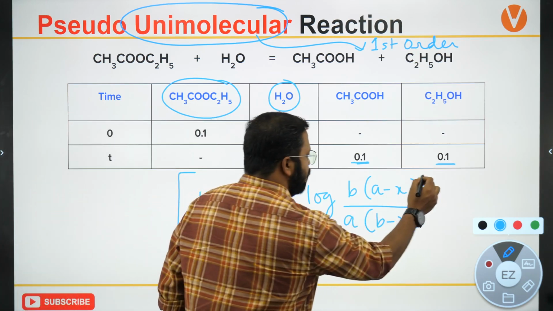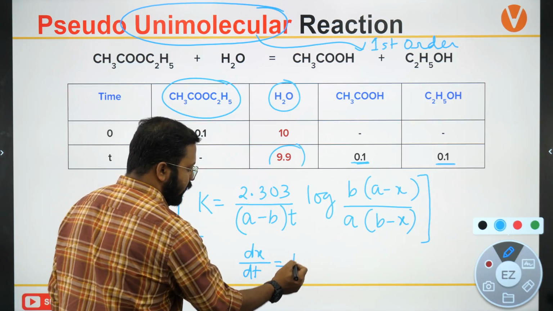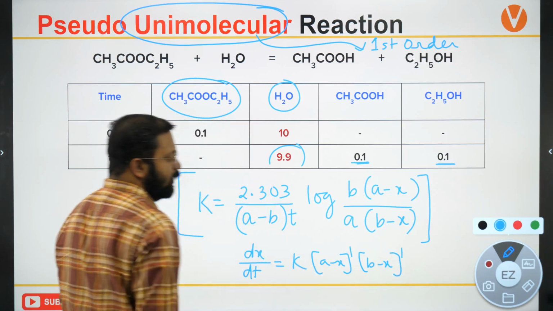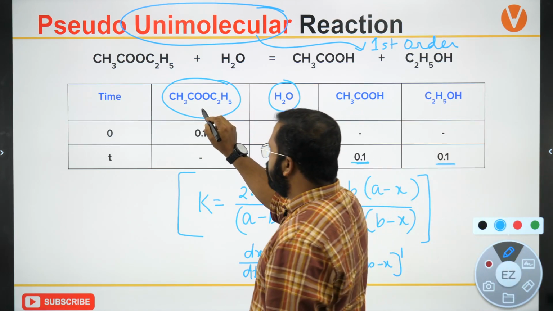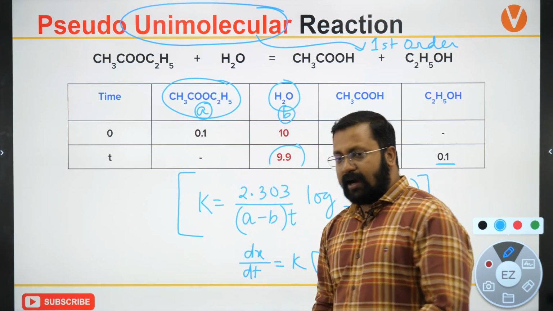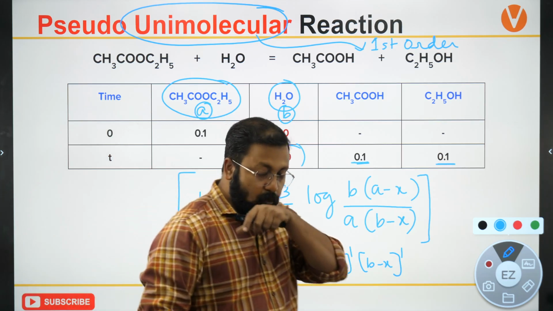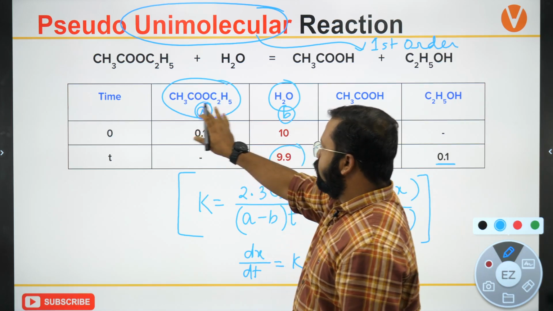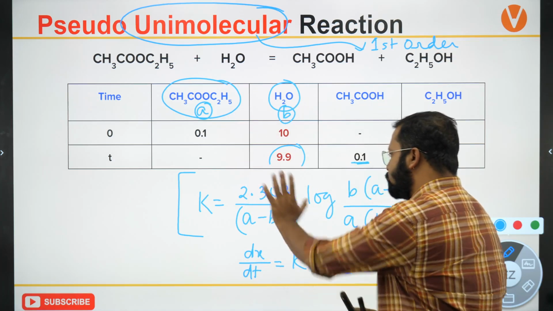When you solve this, dx is equal to K A minus X to the power 1 B minus X to the power 1, you will get this relation. Now A, what is A and B? A and B is the amount of this and amount of this. There are two reactants, A and B represents the amount of the reactants that you have taken initially. Now इससे हो क्या रहा है? What is happening is that we are getting this equation. It's not necessary that ethyl acetate will be A, water will be B. कुछ भी हो सकता है. इसको आप B ले सकते हो, इसको A ले सकते हो. But the equation will look something like this.